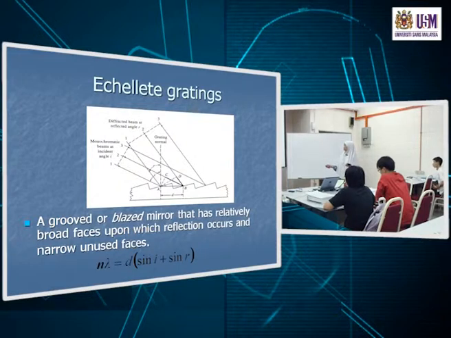And by using the different triangles and using your trigonometry, we will come up with this equation: n times lambda must be equal to d times (sine i plus sine r). All it is based on is this idea that the difference in the path length must be n times lambda. So as we've said just now, first order, n equals 1, lambda will come out at a certain r. Unfortunately, just like the interference filters, we also get second order radiation.